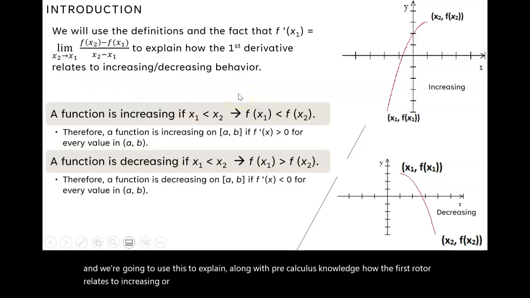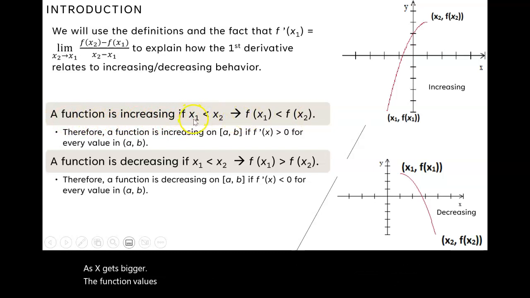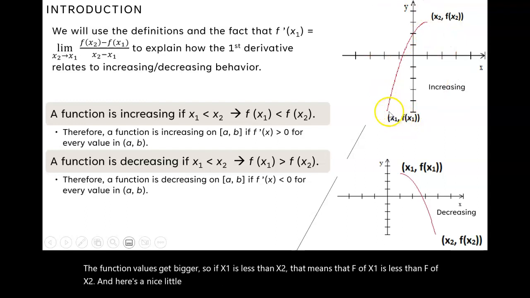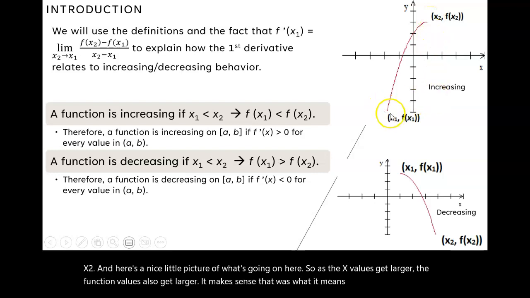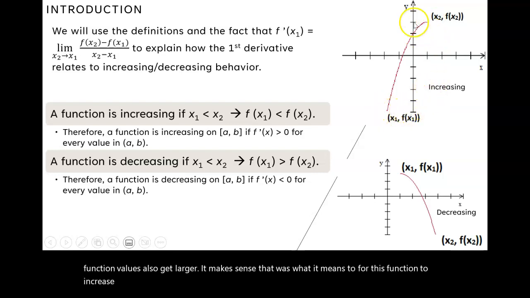If you remember from pre-calculus, we said that a function was increasing if, as x gets bigger, the function values get bigger. So if x1 is less than x2, that means that f of x1 is less than f of x2. And here's a nice little picture of what's going on here. As the x values get larger, the function values also get larger. It makes sense. That was what it means for this function to increase. As x goes up, y goes up.